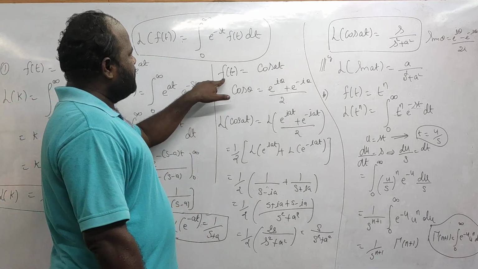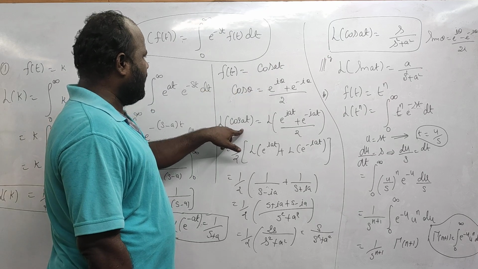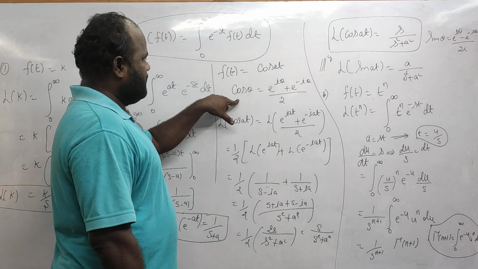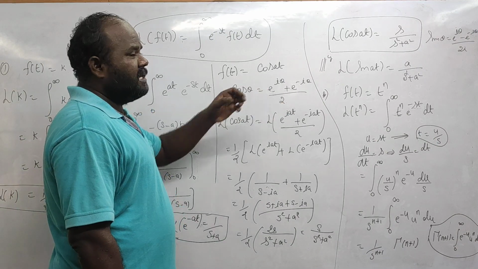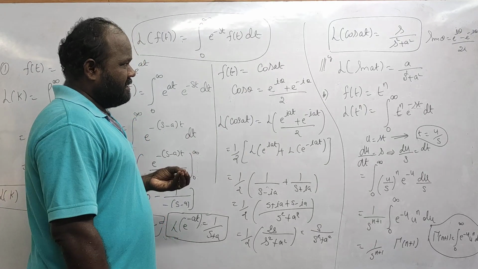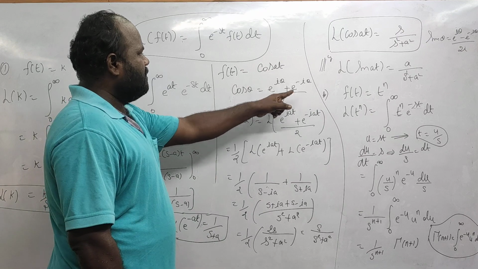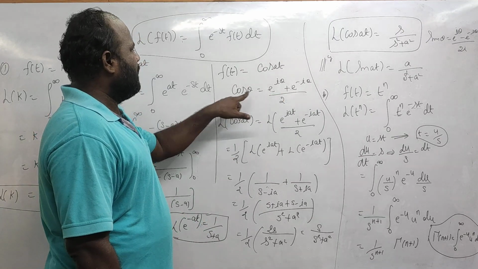Now we see what is the Laplace transformation of cos at. So we want to find Laplace of cos at. As we know, there is a relation between the exponential and the trigonometric function. Cos theta is equal to (e power i theta plus e power minus i theta) by 2. Why? Because e power i theta is cos theta plus i sin theta, and e power minus i theta means cos theta minus i sin theta. While adding these two expressions, sin gets cancelled, we get 2 cos theta divided by 2. So we get cos theta.